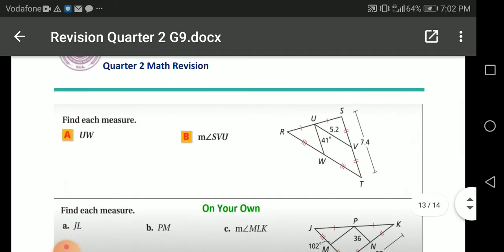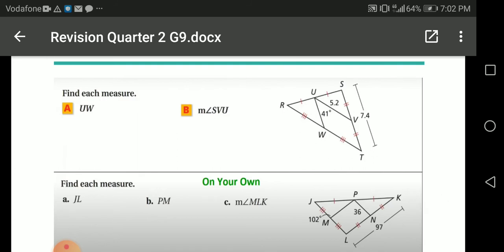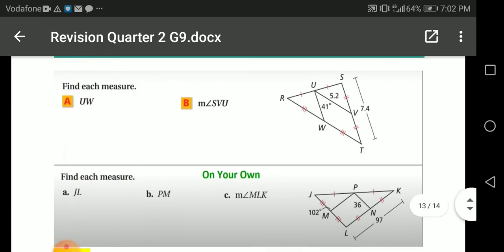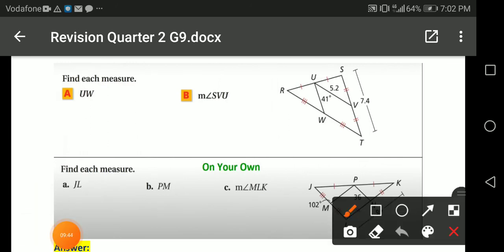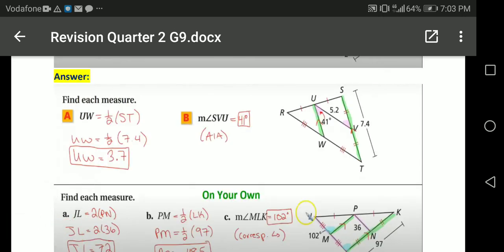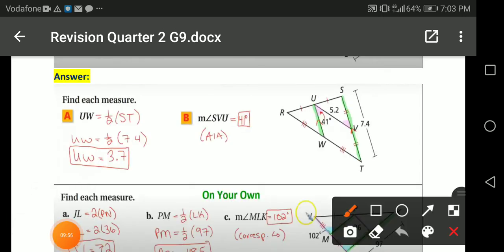We have another kind of question, okay. So, find each measure, UW, here UW. This one. He asks me about UW. Okay, so I need to know the measure of UW. Remember with me, he asks me about a segment.